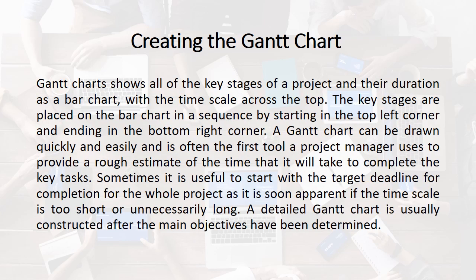Gantt charts show all of the key stages of a project and their duration as a bar chart, with the time scale across the top. The key stages are placed on the bar chart in a sequence by starting in the top left corner and ending in the bottom right corner.